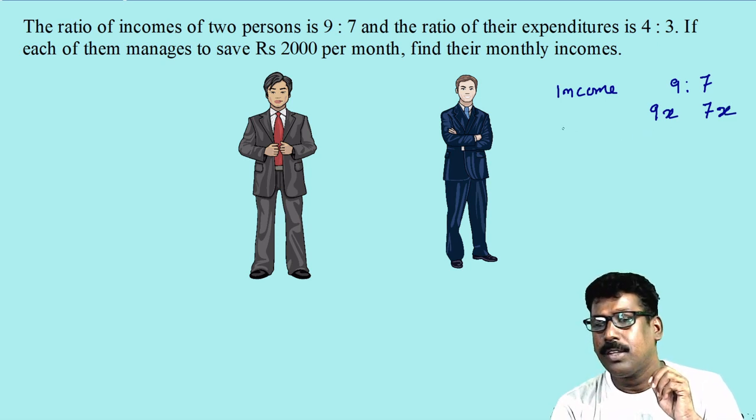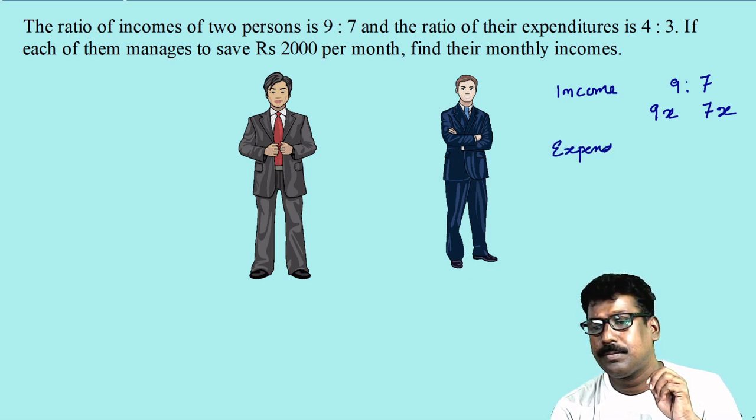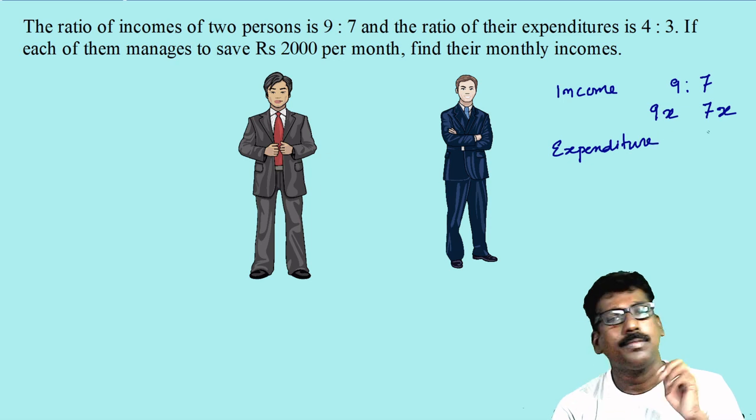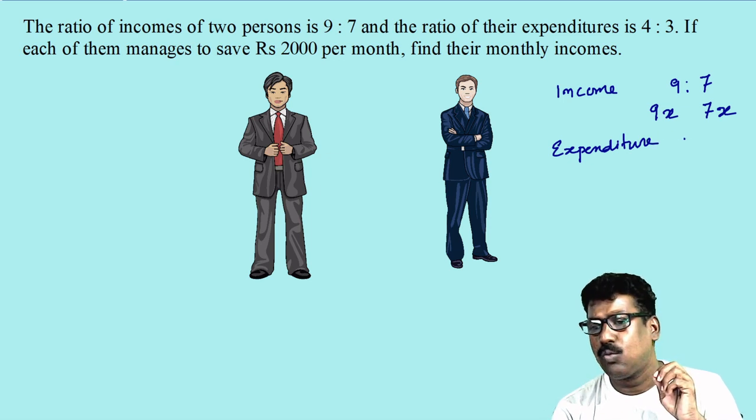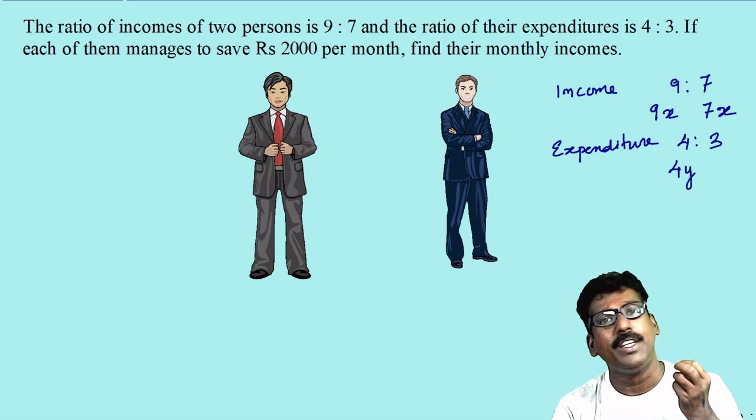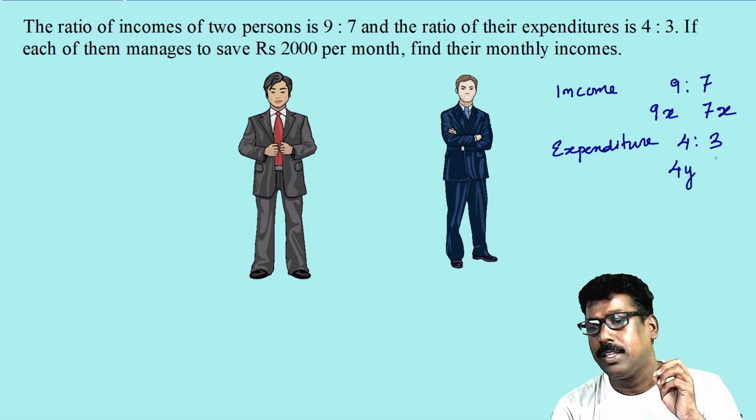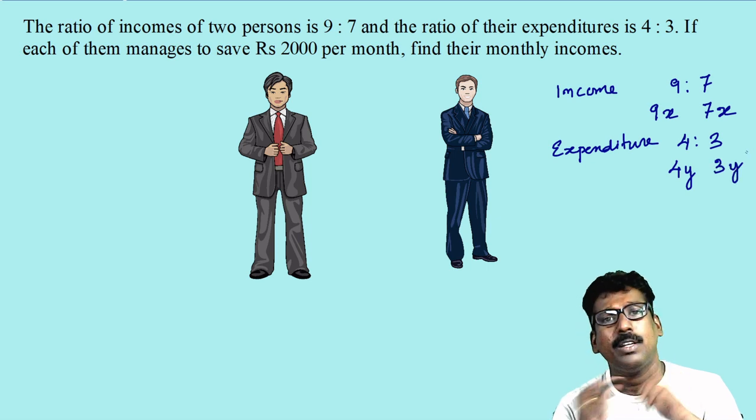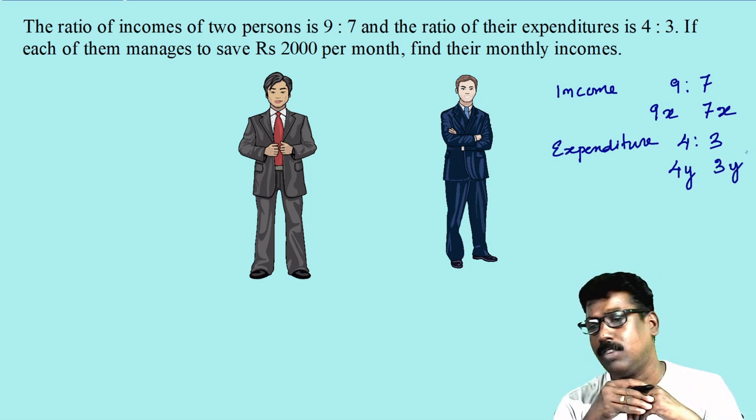And expenditure, it is given as 4:3. So expenditure in terms of y we can take. That means the first person has 4y as expenditure, then the other person's expenditure will be 3y.